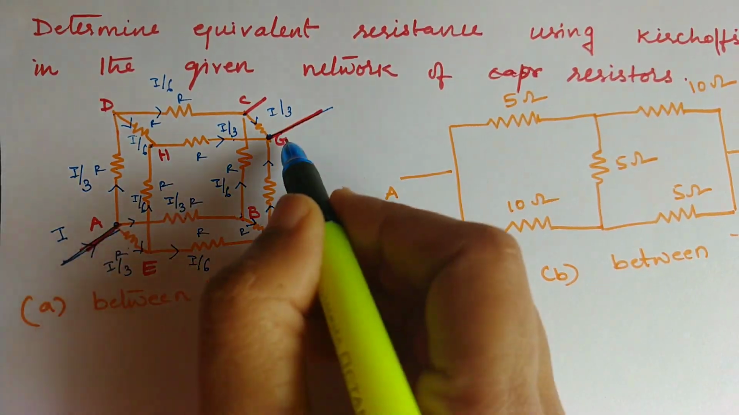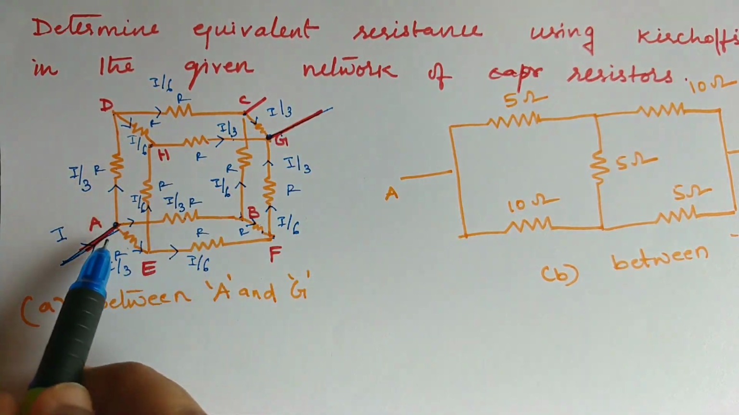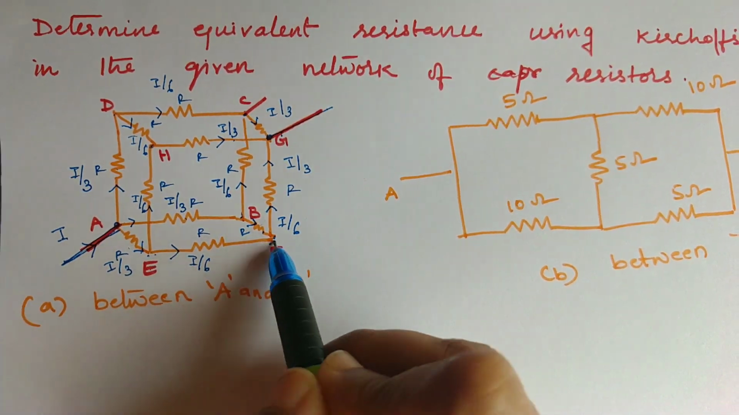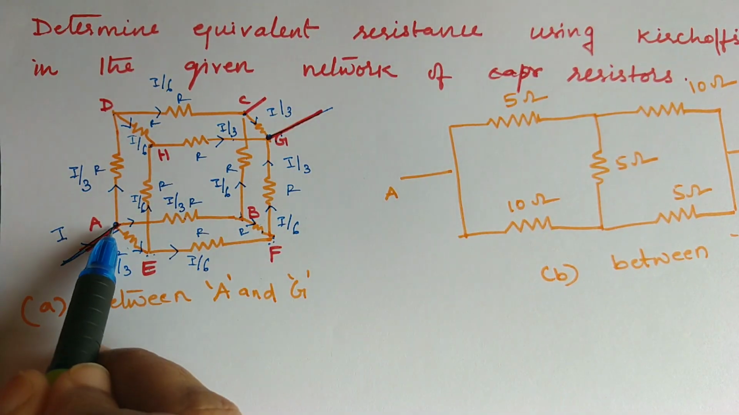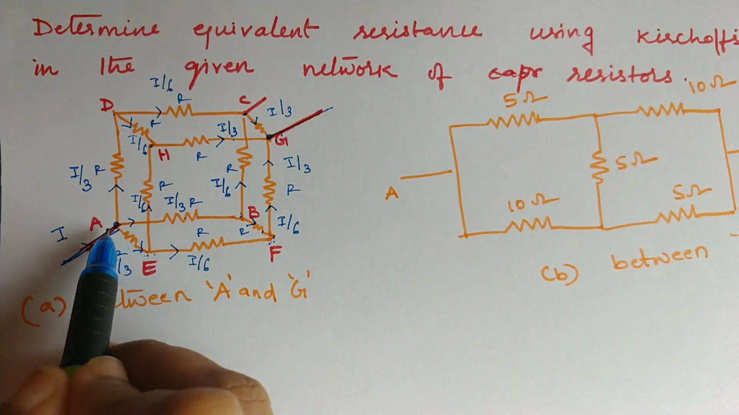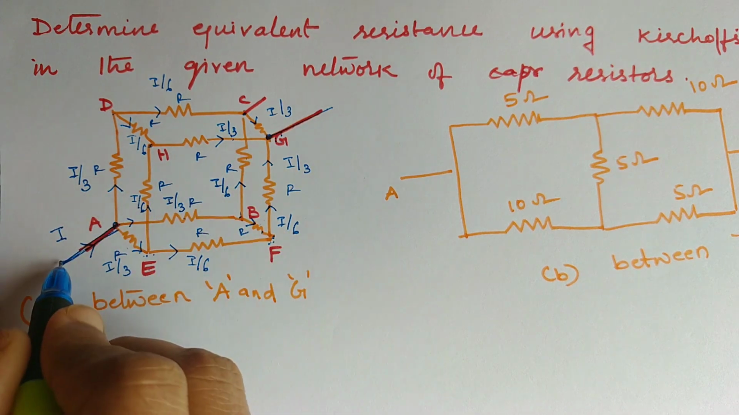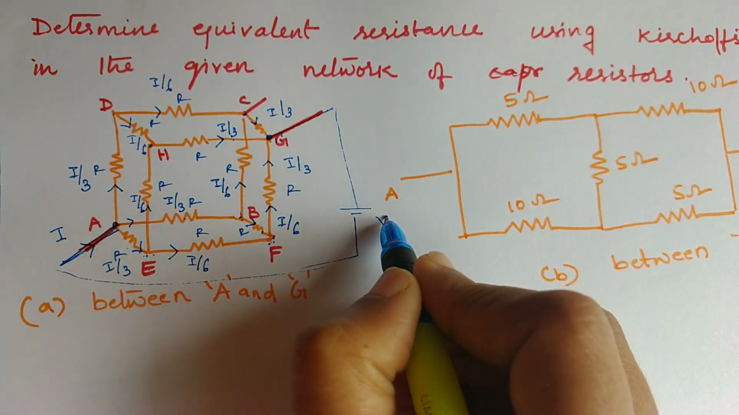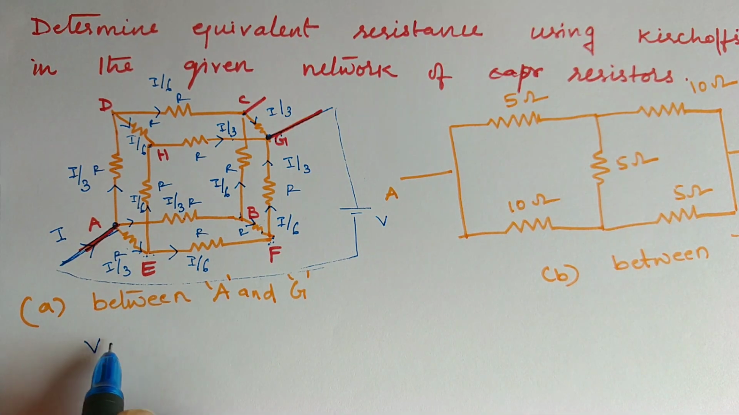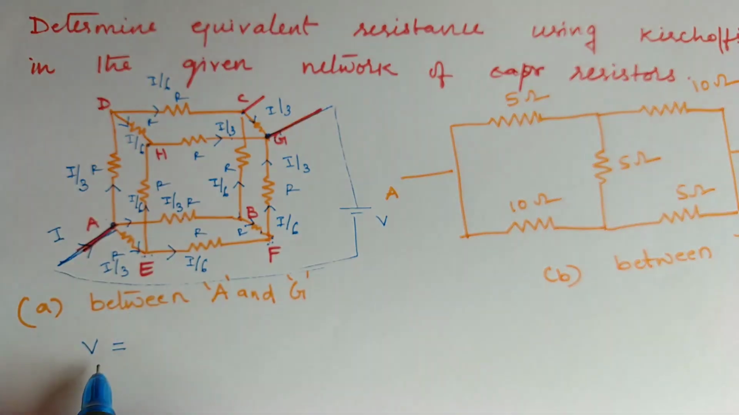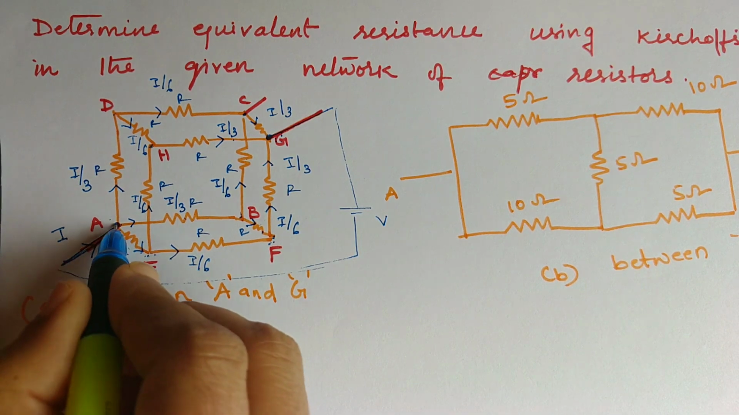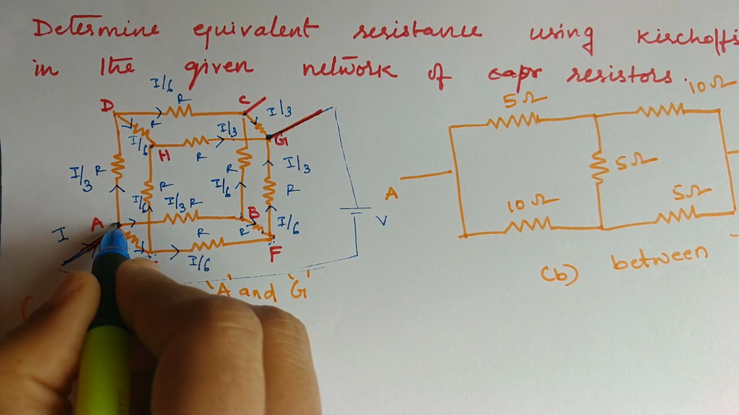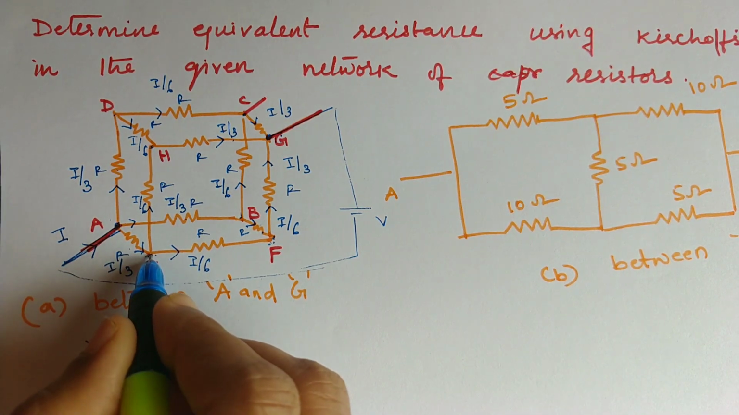See, how can we reach from A to F? You can take any path, but it should be the shortest. I'll move from A to E, E to F, F to G. So the total potential difference between A and G, will this be equal to your applied potential difference V? So I will write the total potential difference between A to G as V is equal to from here to here.